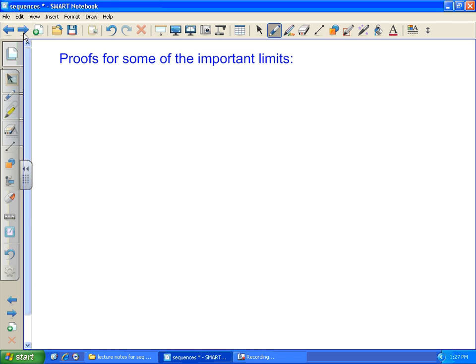I'll come back to this page in a little bit. If you still want to write some of them, I'll come back to it. So first we're doing number 1. Limit as n goes to infinity of ln n over n.